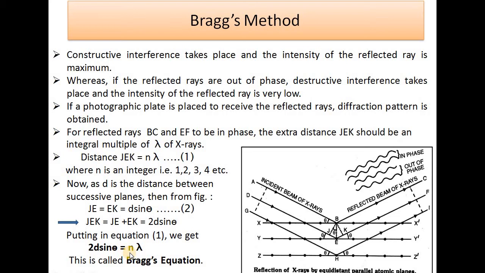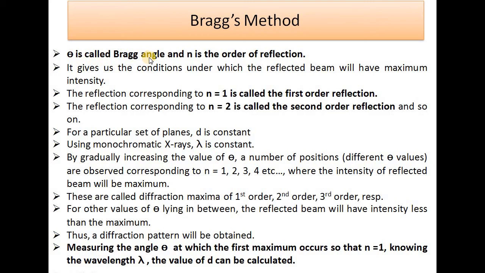Now, this theta is known as the Bragg angle and n is the order of reflection. This equation gives us the condition under which the reflected beam will have maximum intensity. The reflection corresponding to n equal to 1 is known as first order reflection. Similarly, reflection corresponding to n equal to 2 is known as second order reflection, and so on.